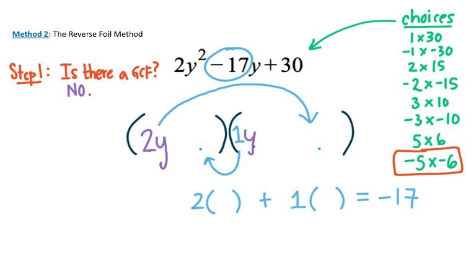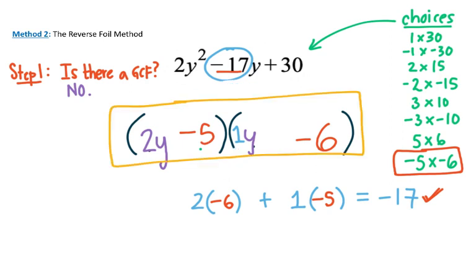If you put 2 times minus 6 plus 1 times minus 5, you will get minus 17, which is what we were looking for. So now we want 2 times minus 6 and 1 times minus 5. So there we go. We factored the trinomial into 2 binomials, 2y minus 5 times y minus 6.